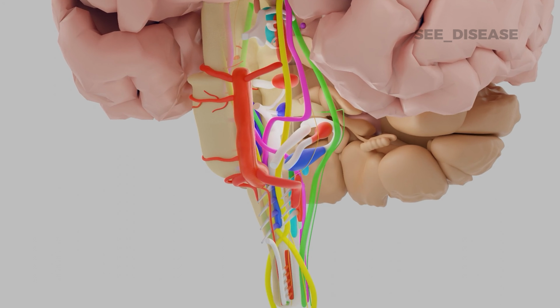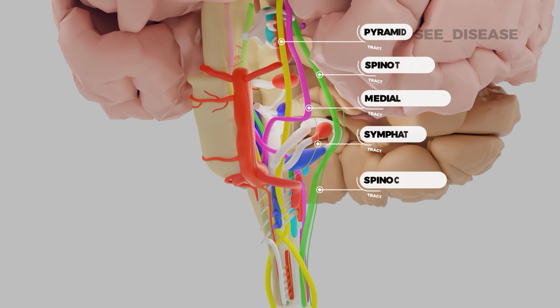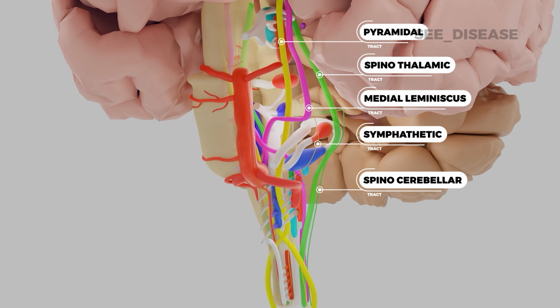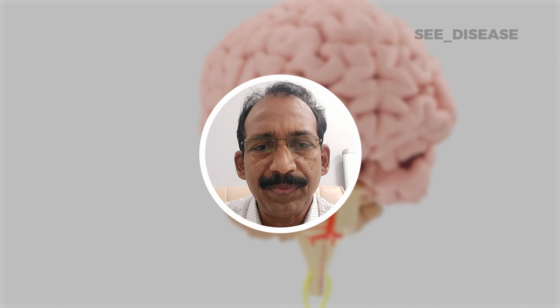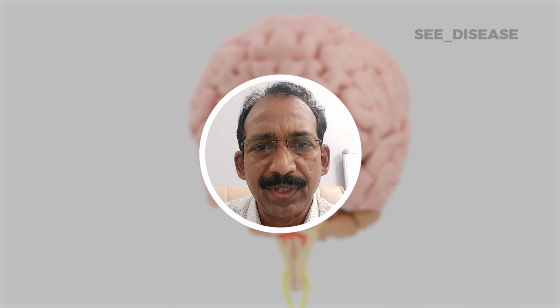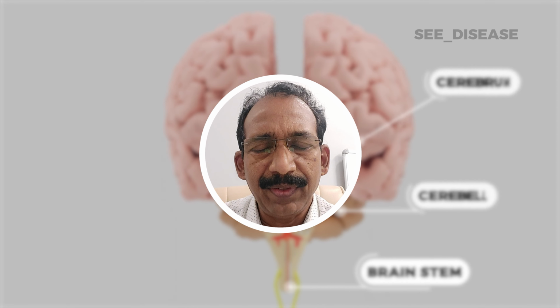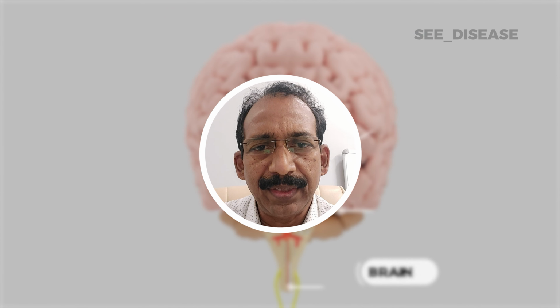Apart from nuclei, we have various descending and ascending tracts. The descending tracts are the motor or pyramidal tract and the sympathetic tract. The ascending tracts are the spinothalamic tract, the posterior column tract, continuing as medial lemniscus beyond the medulla, and the spinocerebellar tracts.